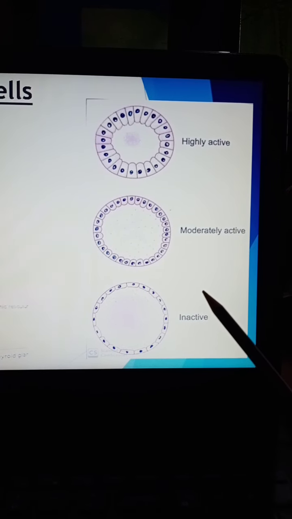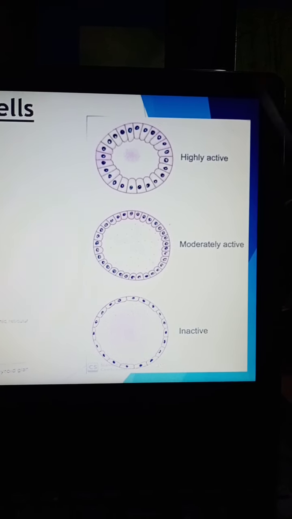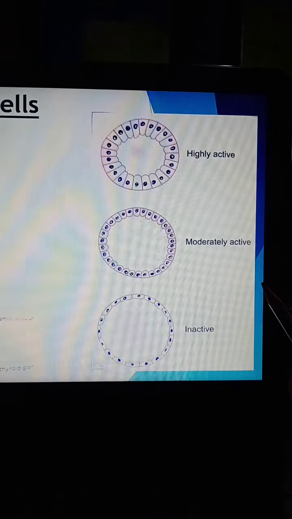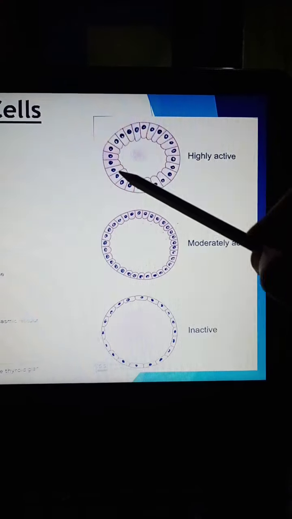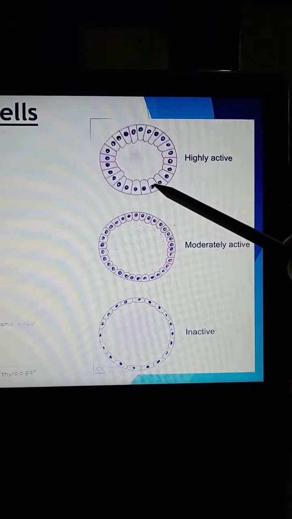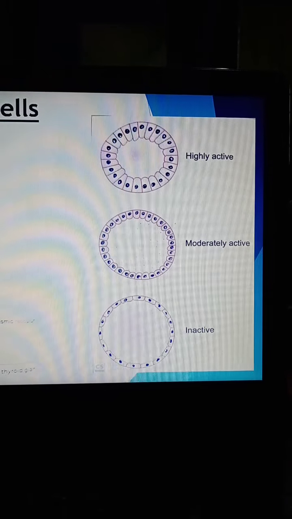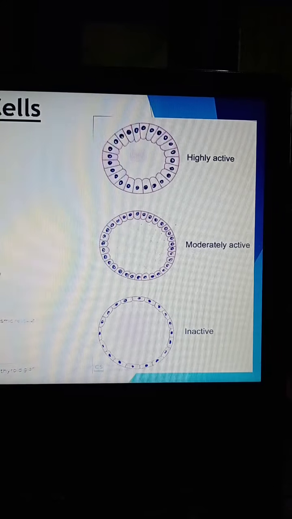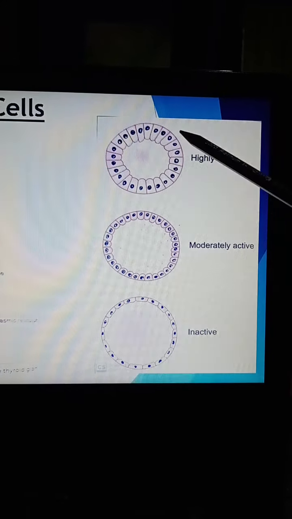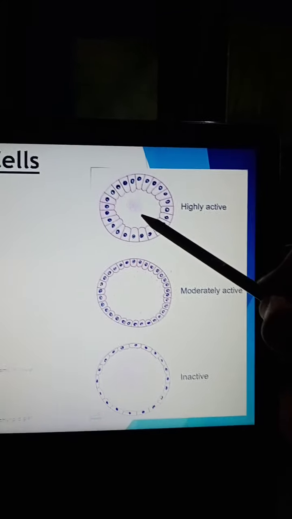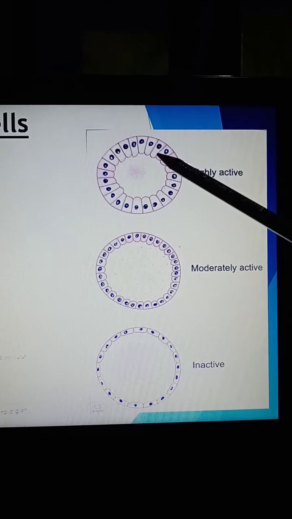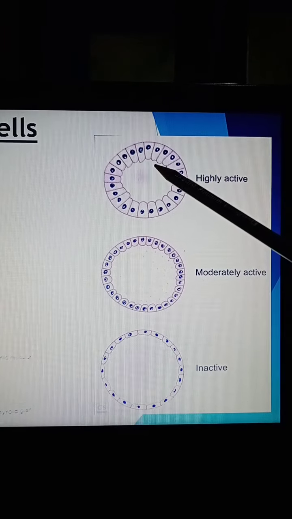Now, what is this? First, the highly active follicle. In a highly active follicle, the follicular cells are lined by columnar epithelium. They are lined by simple columnar epithelium. And when the epithelium is columnar, the colloid is scanty, very rare in a highly active follicular cell.